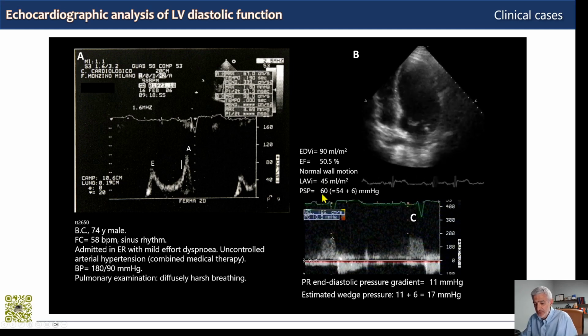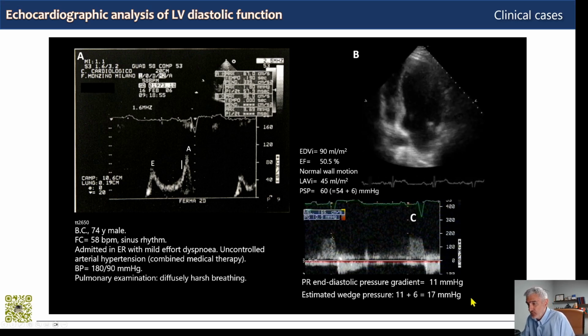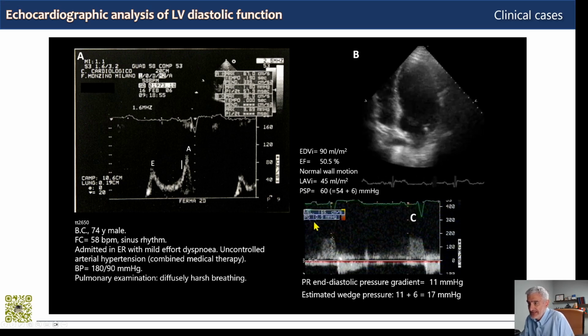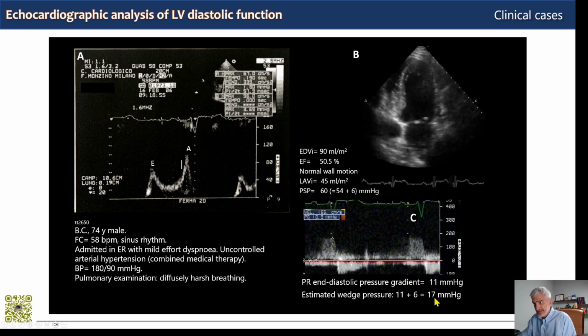60 millimeters of mercury. The analysis of pulmonary regurgitation showed an end diastolic gradient of 11, so it pointed to an increased pulmonary diastolic pressure of 17, with a normal inferior vena cava collapse and estimated right atrial pressure. So here wedge pressure was estimated to be increased. So how do we explain these conflicting findings?